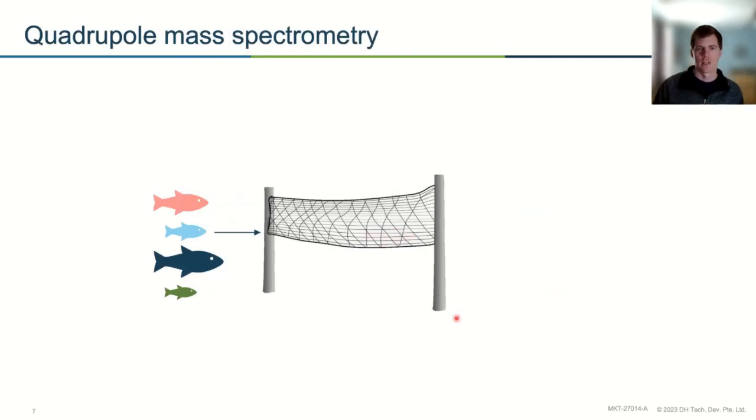The next kind of technology that I think more people are familiar with, if you've done mass spec in the past, probably what you're familiar with is Quadrupole. So even if you've done high resolution mass spec or just standard nominal mass spec, you've probably run into a Quadrupole.